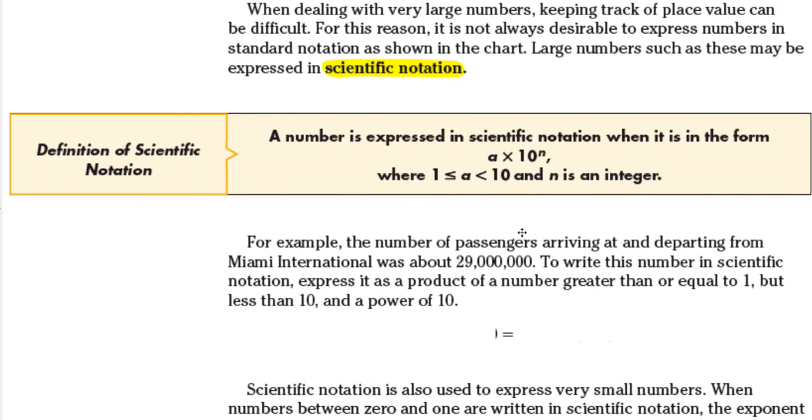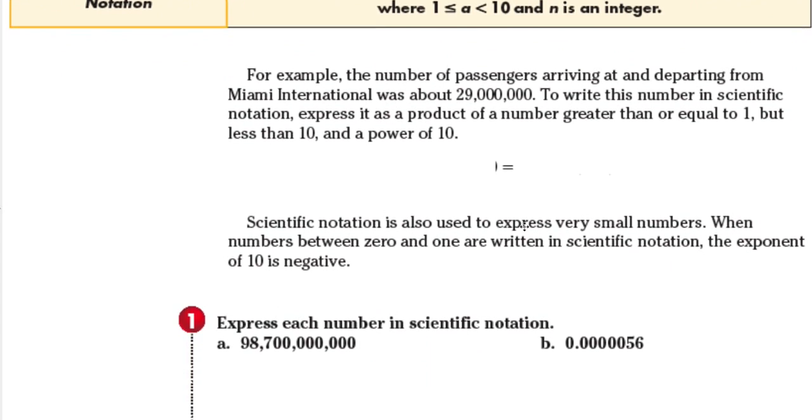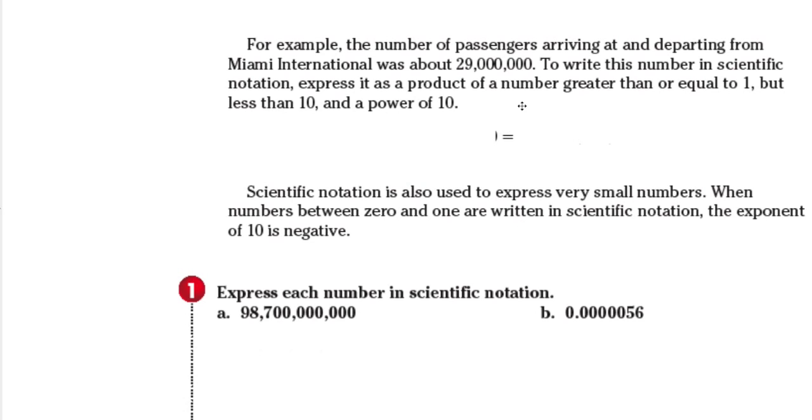For example, the number of passengers arriving and departing from Miami International was about 29 million people. To write this in scientific notation, express it as a product of a number greater than or equal to 1, but less than 10, and a power of 10. So we have 29 million in standard form. Expressed in scientific notation, it would be 2.9, because 2.9 is greater than or equal to 1 and less than 10. And to reach 29 million, we need to multiply 2.9 by 10 million. 10 million expressed as an exponent is 10 to the 7th power. So this is 2.9 times 10 to the 7th power.